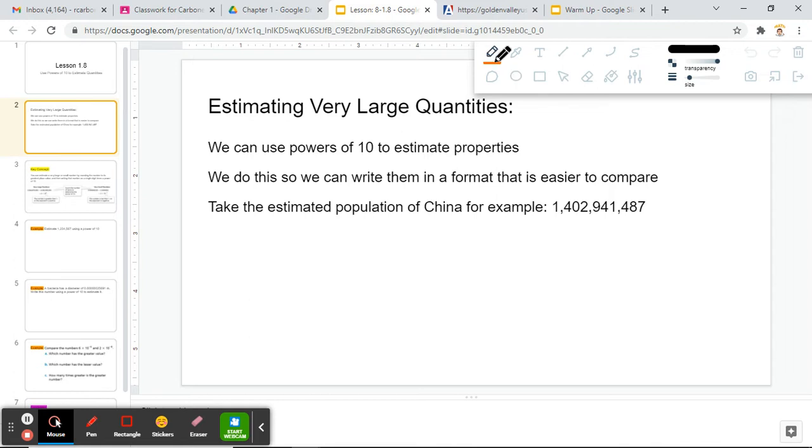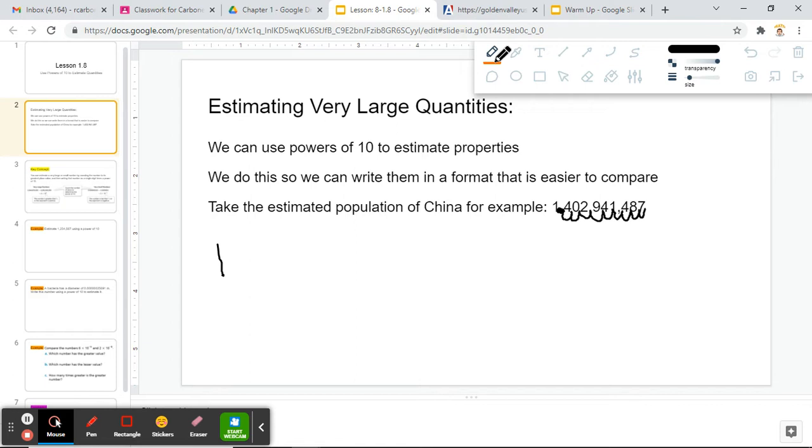So the estimated population of China is 1,402,941,487. The way we can write this by a power of 10 is we can find out what power of 10 we are going to need to multiply by. So if we count the decimal spaces, we have 1, 2, 3, 4, 5, 6, 7, 8, 9 before we get right before the 1 here. You always want to stop right before you get to the final digit.